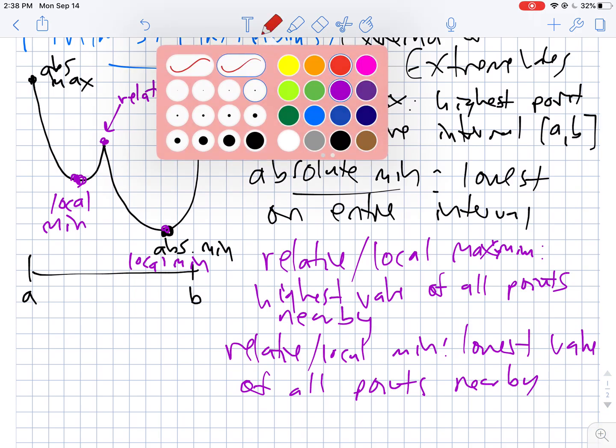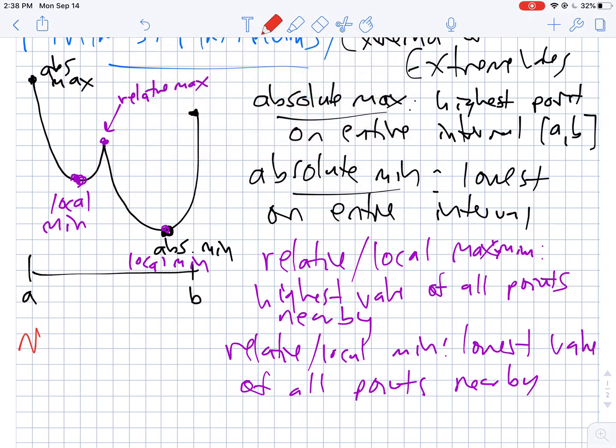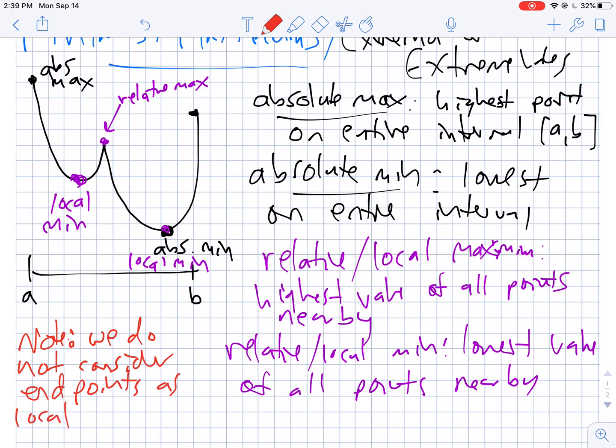You might ask about the endpoints being local maxes or local mins, and just as a note, we do not generally consider endpoints as relative mins or maxes, just because we don't know necessarily what's happening on the other side. So that's not something that will ever be asked about. We don't consider endpoints as local mins and maxes.